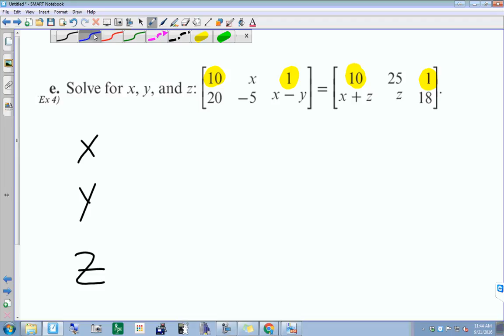So if 10 is there, 10 is there, 1 is there, 1 is there, x is there, 25 is there. What does x have to be equal to? 25. Because that's 10, that's 10, that's 1, that's 1. I don't know what belongs there, and there was a 25 here, so that means that there has to be a 25 there.